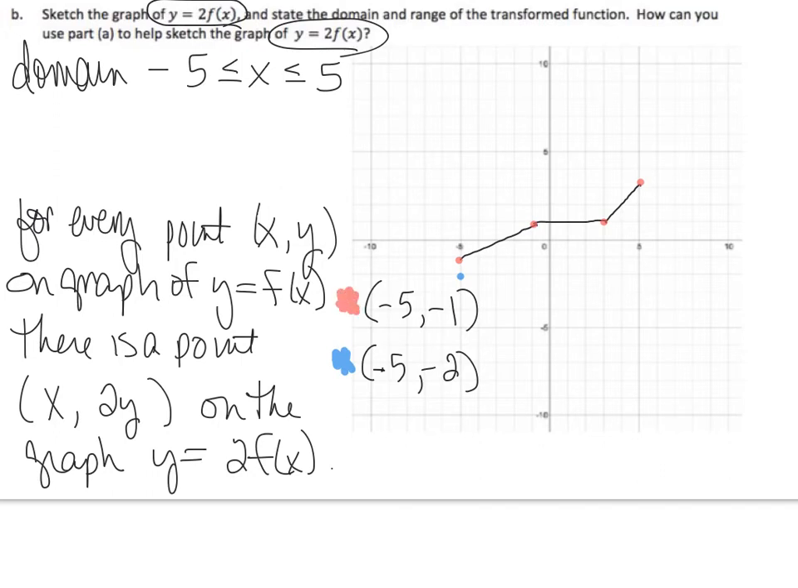Okay, next let's do -1, 1. That becomes -1, 2 because of what we're doing here. So that one was in red. Let's do one in blue. -1 up 2.